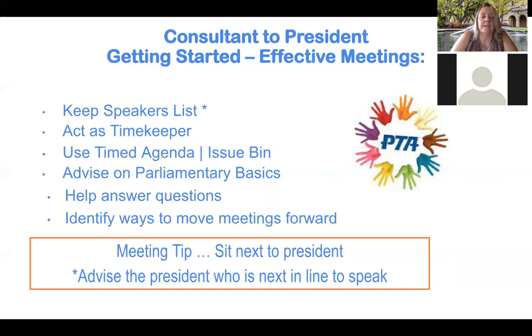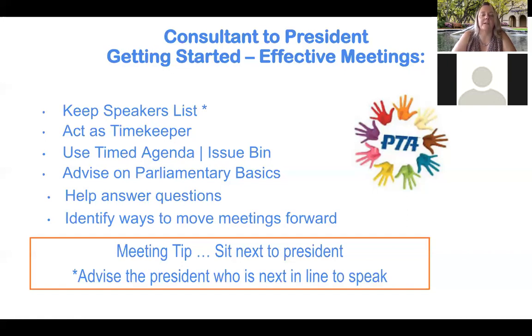You are also advising people on parliamentary basics. So you're explaining to people how to make a motion and how to obtain the floor. You're there to answer questions, so you want to make sure that motions are done properly. And then you're identifying ways to move meetings forward.